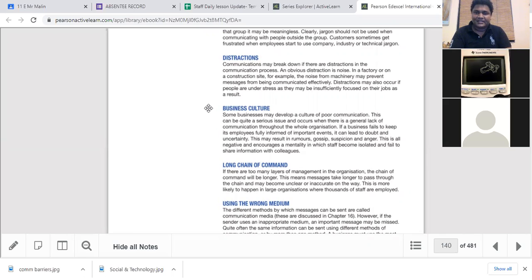Noise from machines may prevent messages from being communicated effectively. This distraction may also occur if people are under stress and they may be insufficiently focused on their jobs as a result. So distraction is very common. Sometimes if you are stressed, a lot of people use social media, and they want to respond to something because of the distractions. I think the mobile phone is a major distraction these days. It distracts everything.